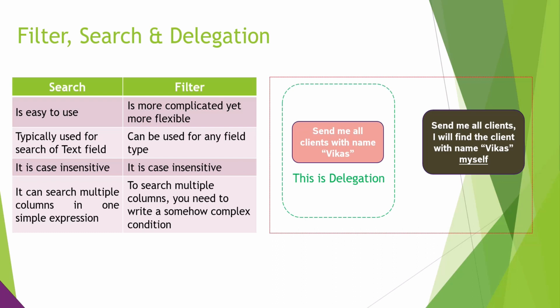So what is the basic difference between the Search and the Filter function? Search is definitely easy to use. Filter, I can say, is more complicated as compared to Search, but it is very flexible and it is delegable to SharePoint as a data source. In Search, there is a limitation that you can only search the text fields, whereas Filter can be used with any field type. Both Search and Filter are case insensitive.